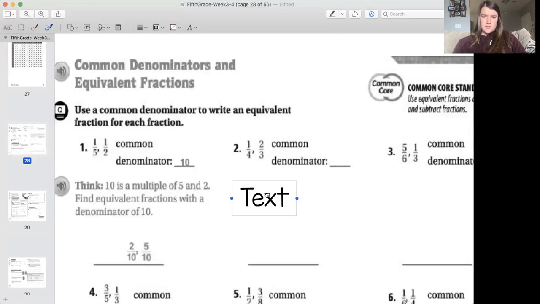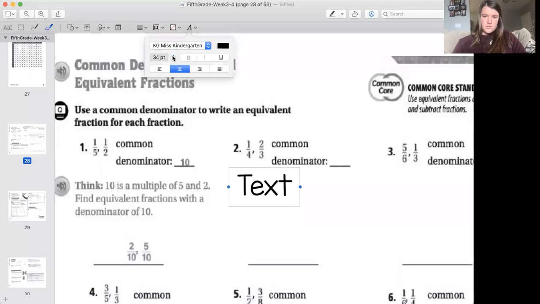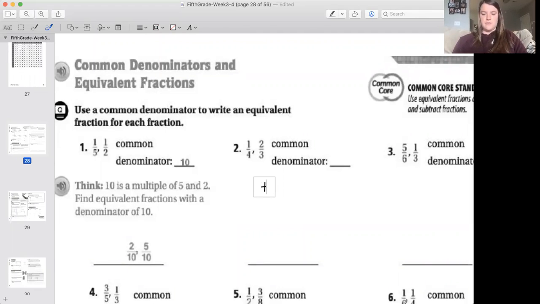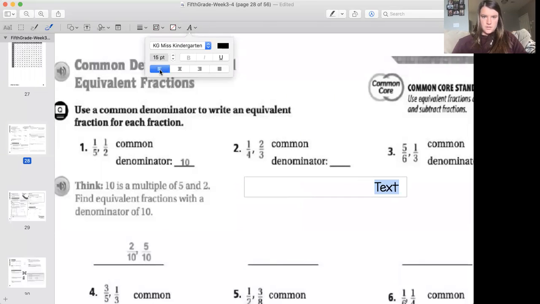Oh, my text box is really big, but that's okay. Maybe I can fix it. Hold on. I just shrink the size. Don't make it bigger. Okay, so then it'll stay. So I have 4. Oh, hold on. Okay. Oops. Here we go.